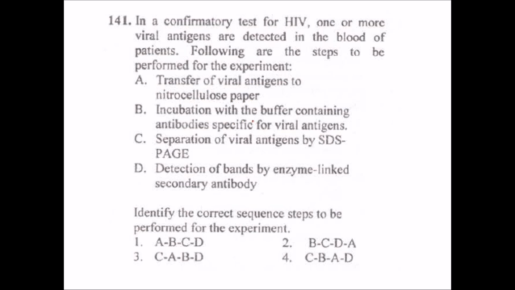After that, we incubate it with the buffer containing the antibody specific for the viral antigens, and if the virus is there, the antibodies will specifically bind with the viral antigen, and then we detect the band by the use of ELISA, enzyme-linked immunosorbent assay, and detect whether the secondary antibody is present or not. Is number 3 and number 4. So the answer will be C, B, A, D, and the option will be number 3.